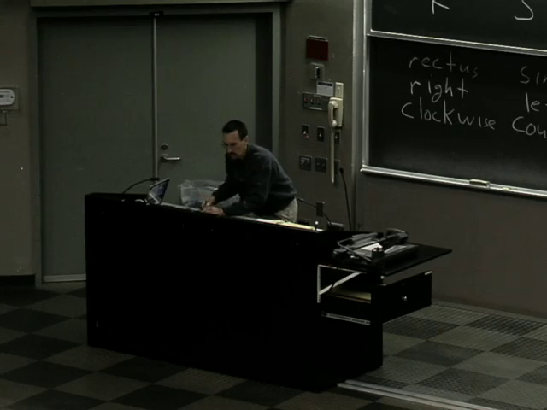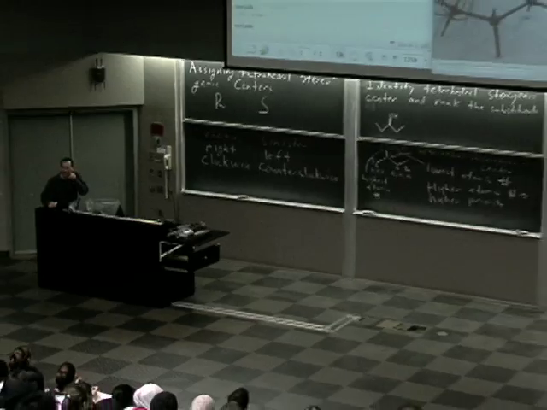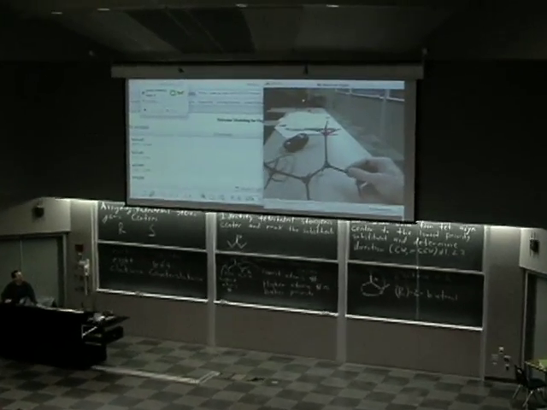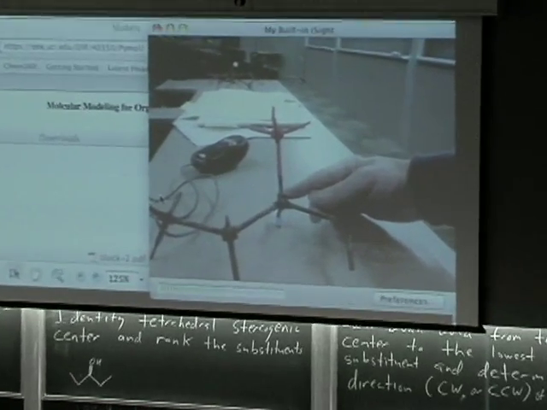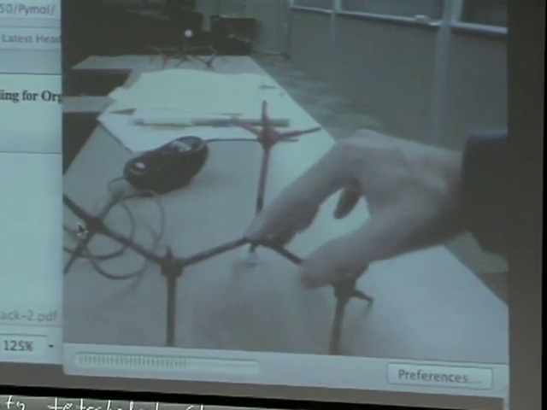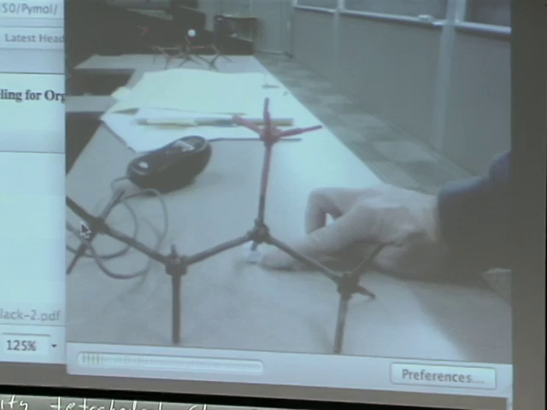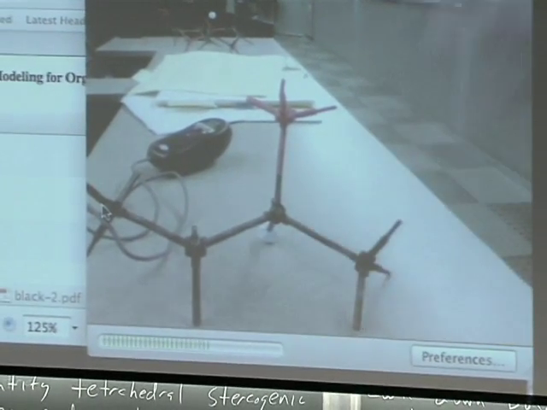All right. So here we are, and this is the key, because if you don't sight down the bond, if you sight in the wrong direction, you'll get it exactly backwards. So our tetrahedral stereogenic center is in front, where my finger is. The hydrogen, the lowest priority substituent, is in back, where my finger is. We have the oxygen atom.